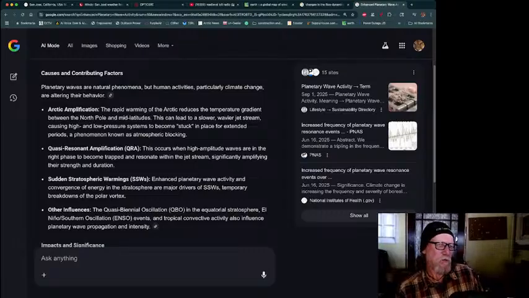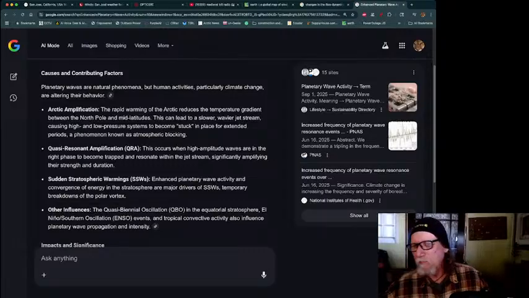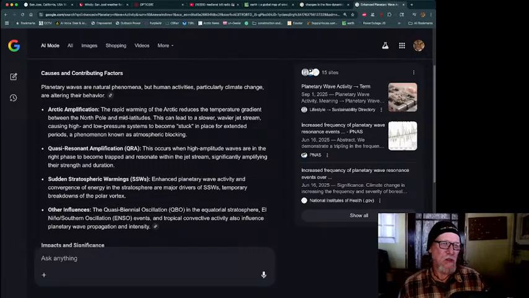Planetary waves are natural phenomena, true, but human activities, particularly climate change, are altering their behavior. This is where I don't like the use of the word climate change. This is AI, it's doing its best. But I know more than the AI does, and that shouldn't surprise anybody. It's not climate change. Human activities, particularly global heating, are altering behaviors of these planetary waves. Global heating, not climate change.